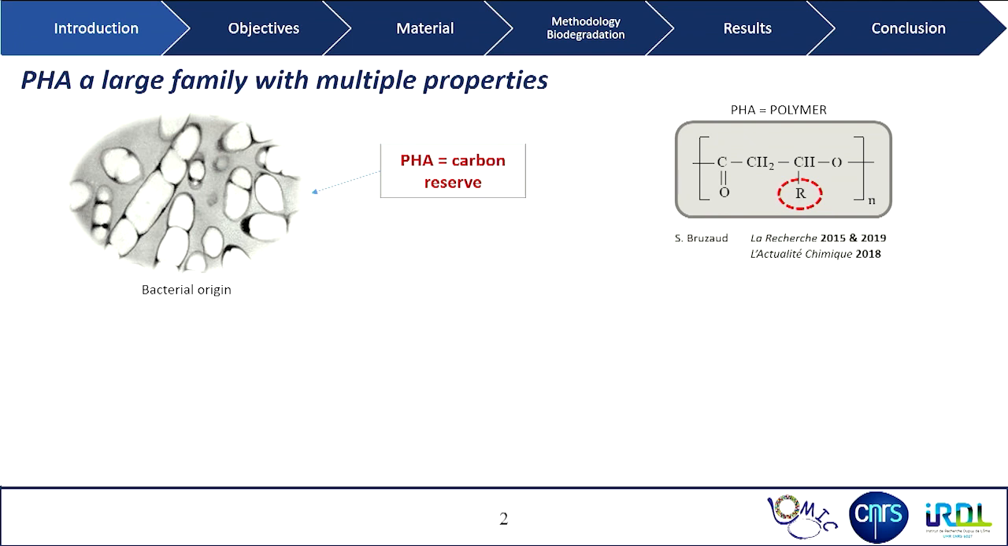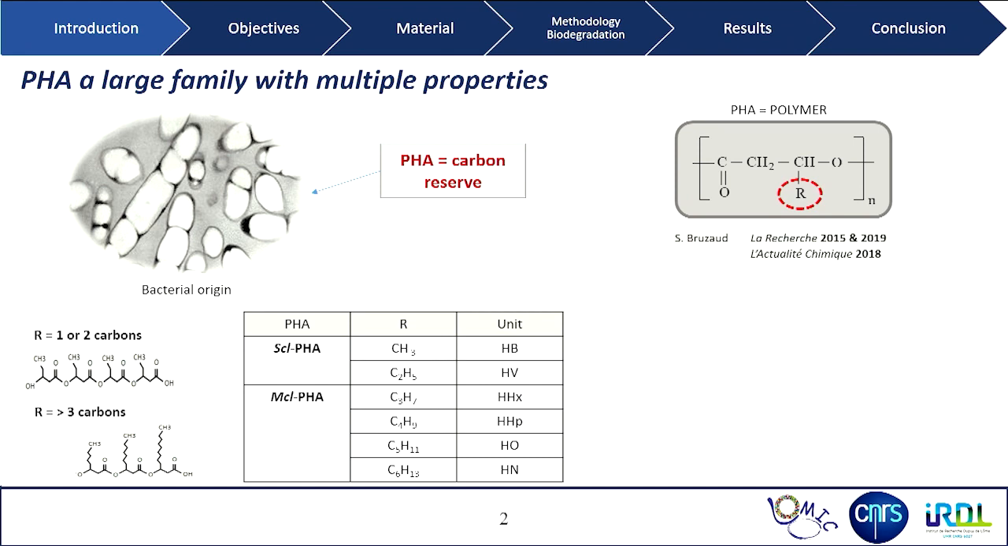But the most interesting thing about PHA is this radical chain here, which can change in number of carbons in size. So we will divide PHA according to the number of carbons on this radical chain. If there are 1 or 2 carbons, we will call them short chain PHA, and we will find 2 types of subunits: HB, hydroxybutyrate, for 1 carbon, or hydroxyvalerate, HV, when there are 2 carbons.